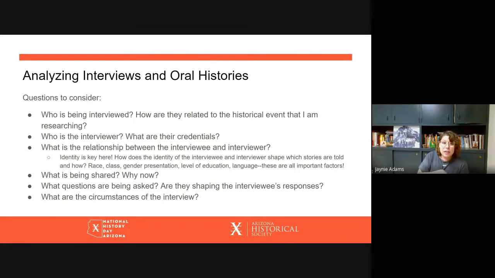And identity is key here. So how does the identity of the interviewee and the interviewer shape which stories are told and how? So think about race, class, gender presentation, level of education, language. All these things are super important factors, right? So if you are interviewing the victim of a sexual assault, perhaps, that person might not be comfortable telling their story if the interviewer is of the same gender as the person who assaulted. So it's important to keep those things in mind when you're thinking about the relationship between the interviewer and the interviewee. And these questions aren't always so grave.